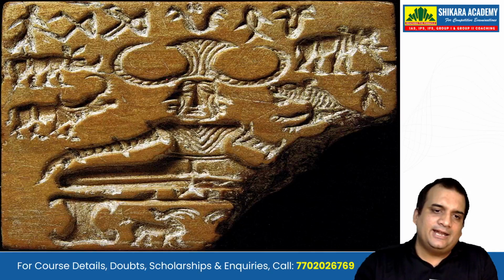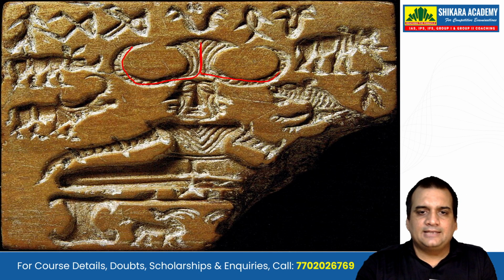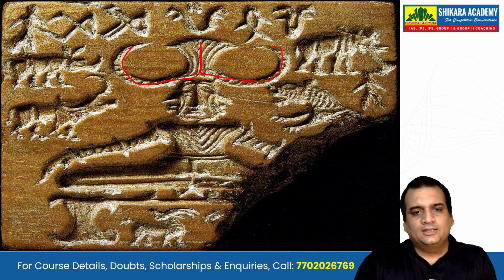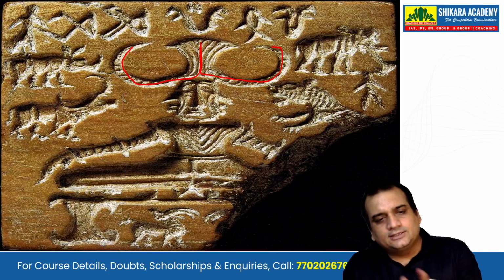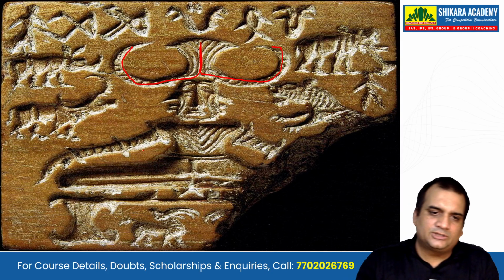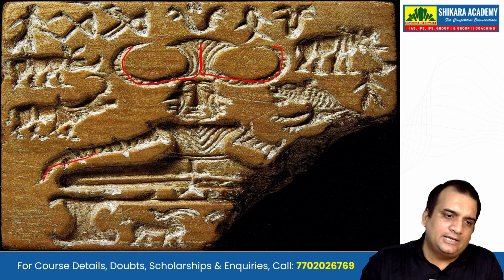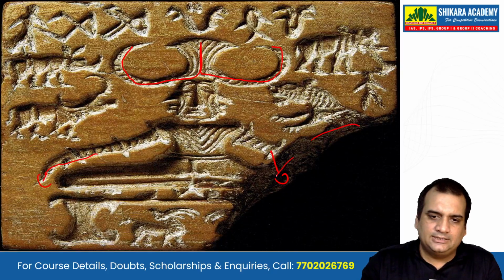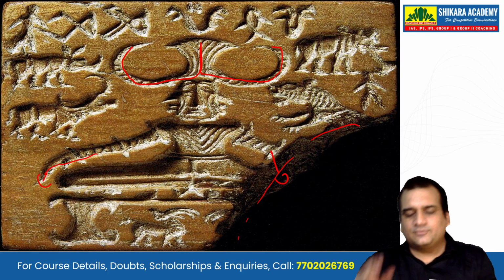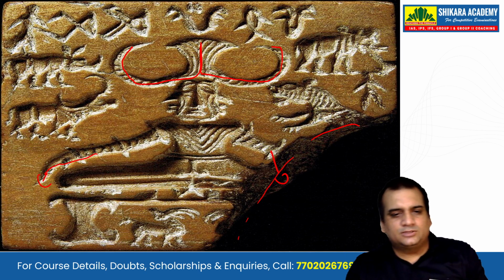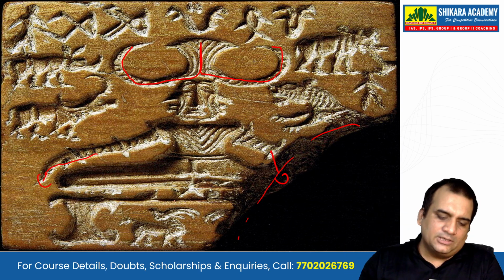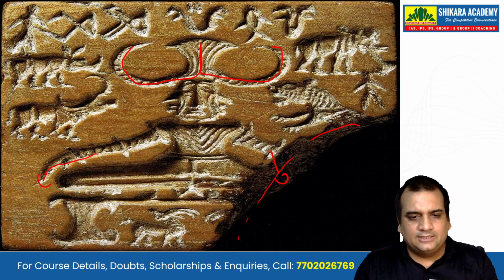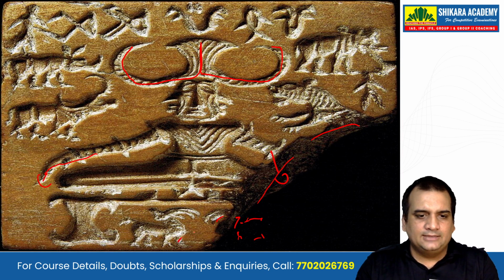If you see the headgear here, if it is possible for you to see the headgear, it is like a trishul. That's why it is said that this individual is sitting in a yogi posture. If you see, he is doing yoga. Unfortunately this is broken from here, but just from your imagination try to build it up. At the bottom, if you see, guys, there are two deer. One deer is here also which is missing.